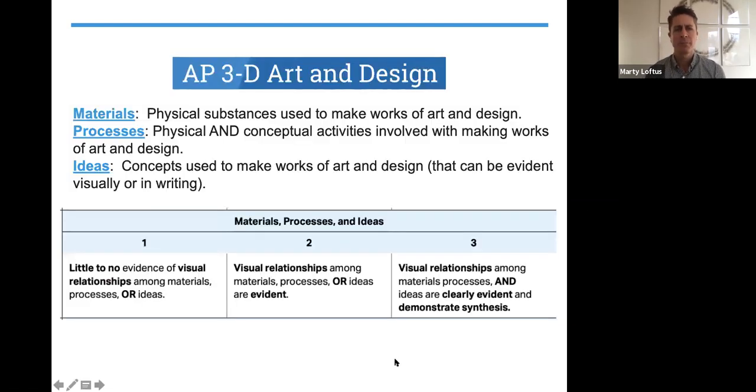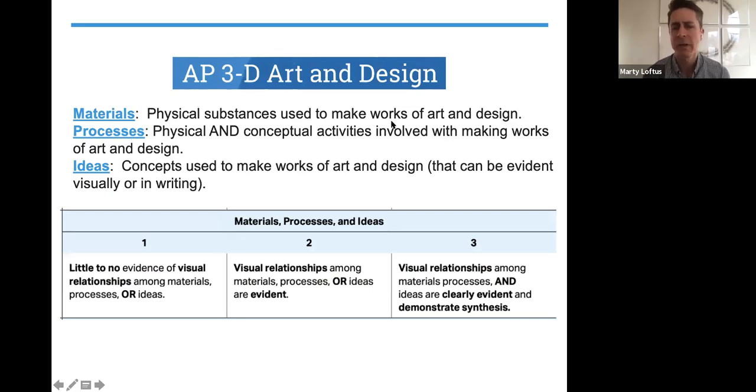Our third section is materials, processes, and ideas. So the materials are your physical substances that you're using to create these artworks. Your processes are not just your physical process, but it's also conceptual activities involved with making works of art and design. And we'll look at some conceptual work as well as some more traditional work as well. And your ideas, concepts used to make works of art and design that can be evident visually or in writing.